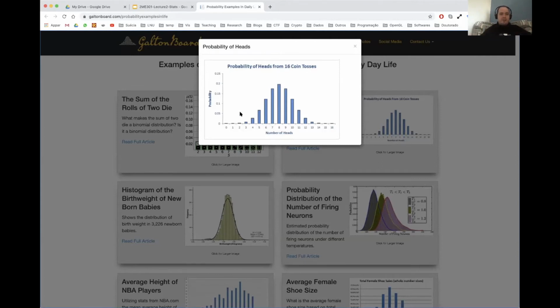So for example, there's a very low probability that you will not get any heads, so it's 0. Then, what's the probability of getting 4 heads in 16 coin tosses? Well, it's a little bit less than 5%, which is very small, because it's 4 of 16. What's the probability of actually having 7 heads in 16 coin tosses? It's actually less than 20%.